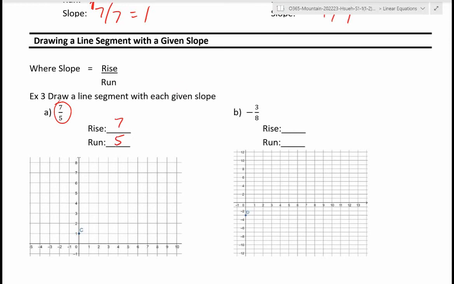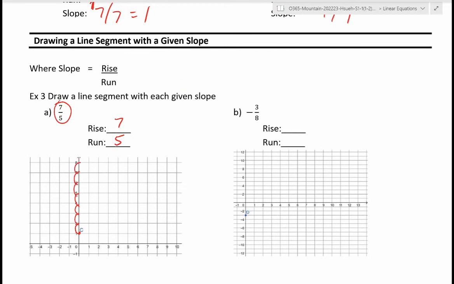Okay, so here you can see on this grid, there's a point that's given to us, the starting point C. So we're going to start from this point and we're going to draw this line now, okay? We're going to find the next point, right? Given that the rise is 7, we're going to go 7 up. 1, 2, 3, 4, 5, 6, 7.